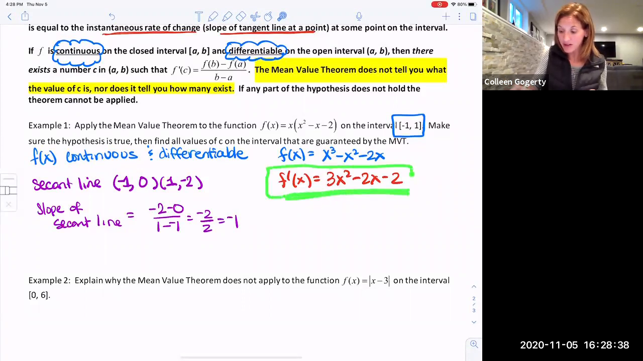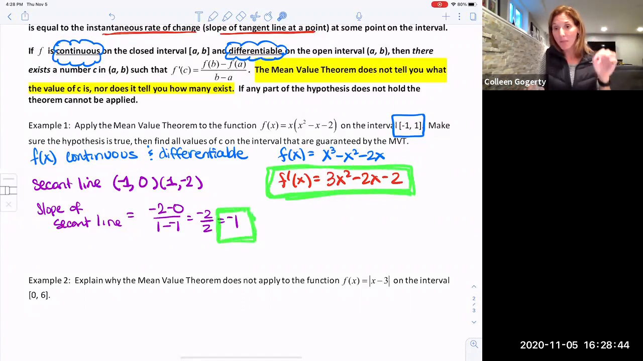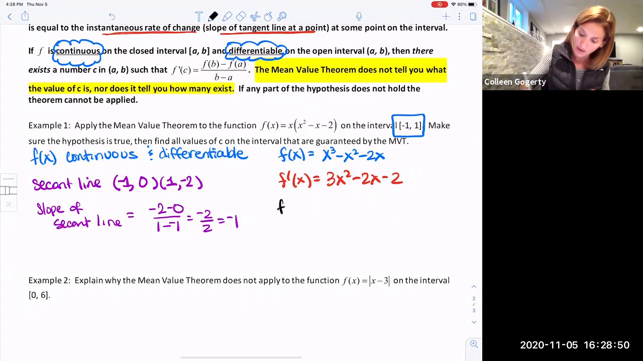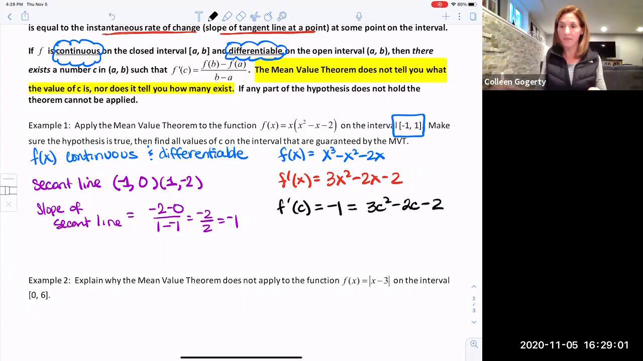The slope of our tangent line has to be equivalent to the slope of the secant line at some point C. So we want to know C. Okay, so I'm going to say what is f prime of C? And that will have to be -1, which is equivalent to 3c squared minus 2c minus 2.